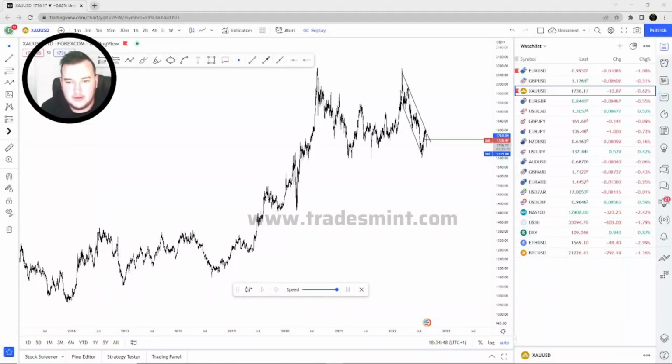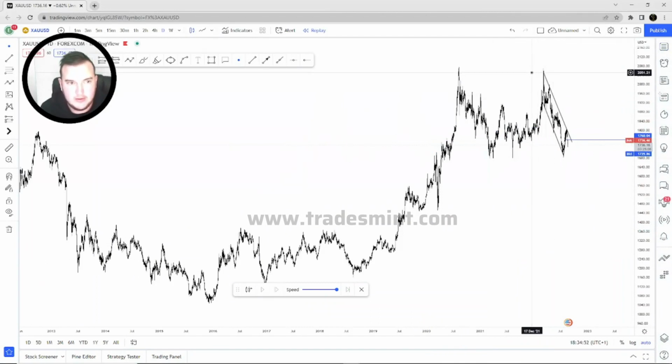Alright guys, now that we've got the theory covered behind reversal patterns, or price action patterns rather, we can now look at applying it in the market. So the first thing I want to show you, I am on gold on a daily time frame, and I want you guys to see something.